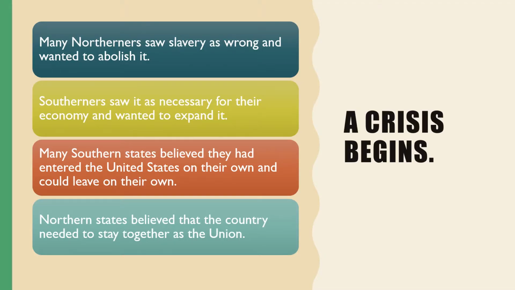A crisis begins. Many Northerners saw slavery as wrong and wanted to abolish it. Southerners saw it as necessary for their economy, and wanted to expand it. Many Southern states believed they had entered the United States on their own, and they could leave on their own. Northern states believed that the country needed to stay together as the Union. You begin to see this difference in opinion about slavery and other issues, which is going to eventually lead to more trouble down the road for the United States.